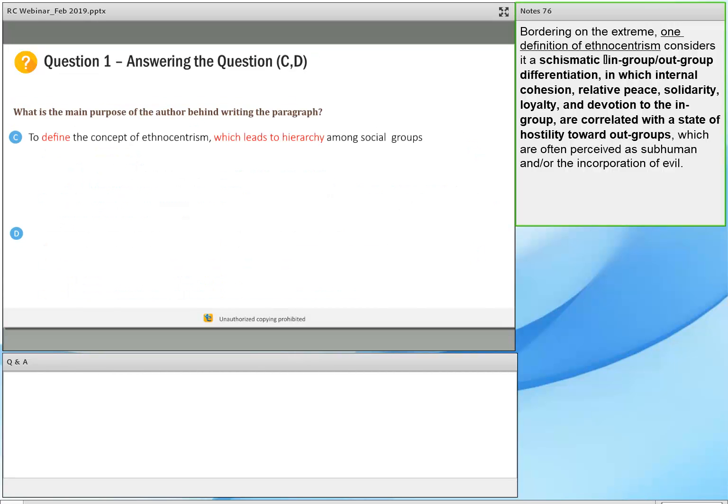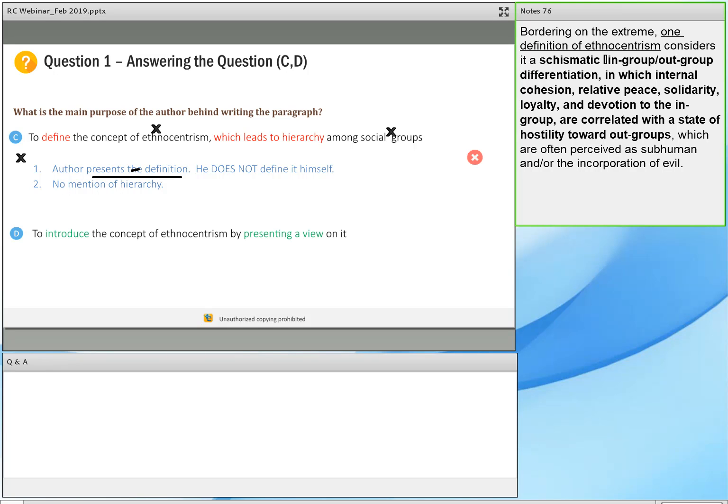Okay, let's look at choice C. To define the concept of EC, which leads to hierarchy among social groups. Okay, and a good chunk of you chose choice C. What does the author do? He actually presents a definition, which he considers to be bordering on an extreme, and he doesn't define it himself. It's someone's definition. And the second thing is, there's absolutely no mention of hierarchy. So you say, this is wrong, which makes choice C incorrect.